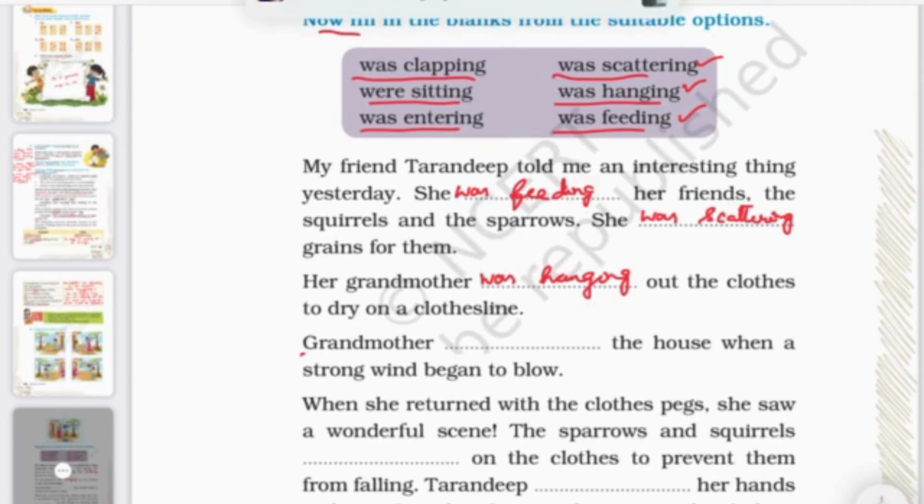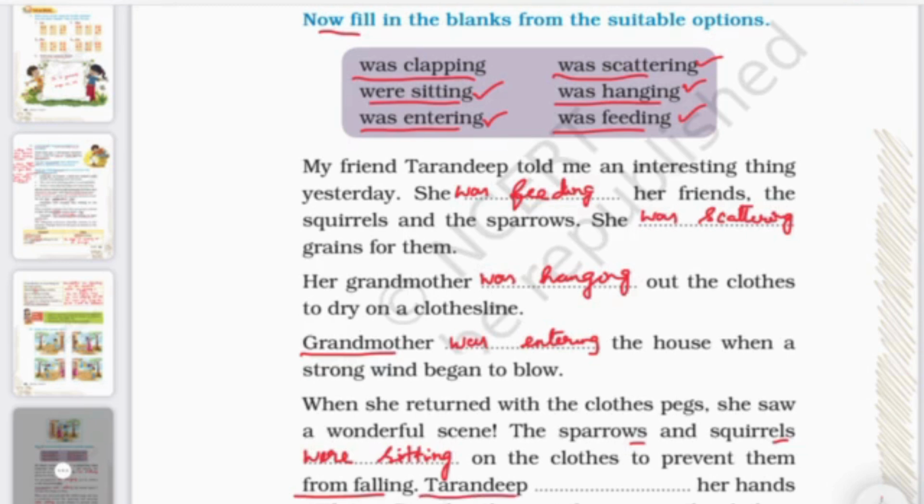Next one is grandmother. Grandmother, after completing her work, was entering the house when a strong wind began to blow. When she returned with the clothes pegs, she saw a wonderful scene. The sparrows and squirrels were sitting. Here it is plural, sparrows and squirrels, so we want to use the plural verb were sitting on the clothes to prevent them from falling.